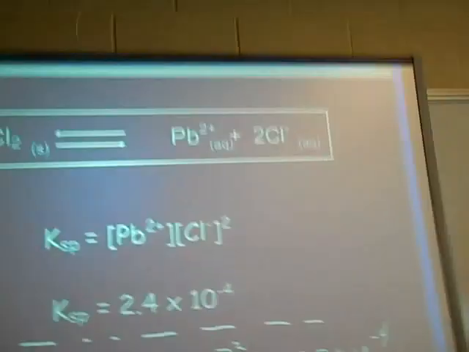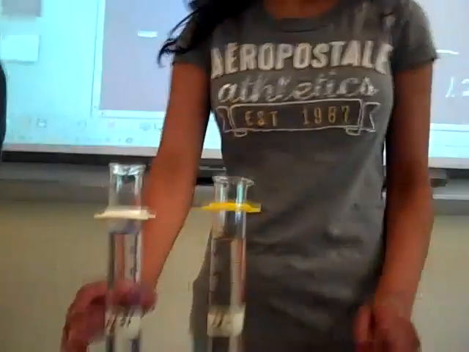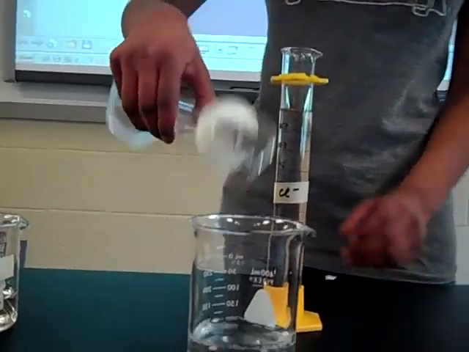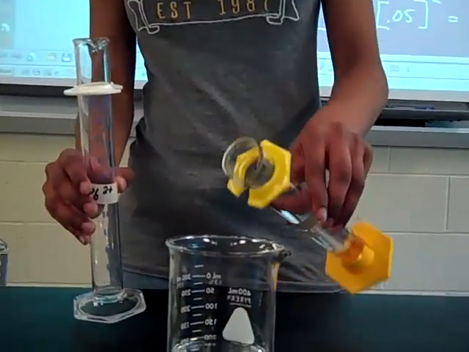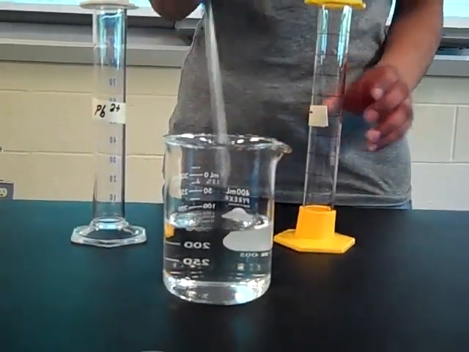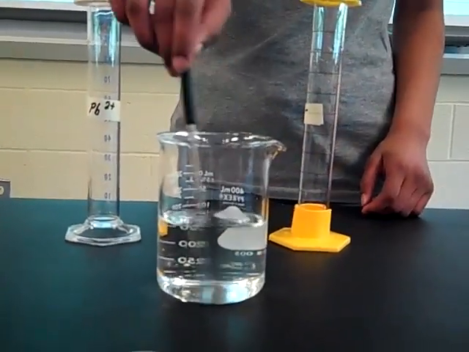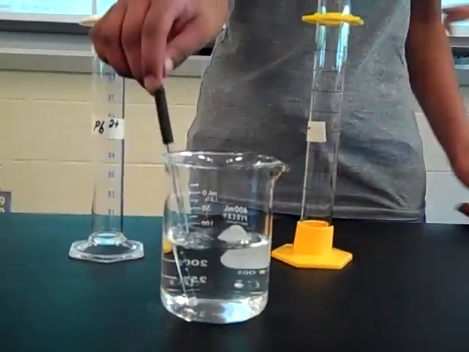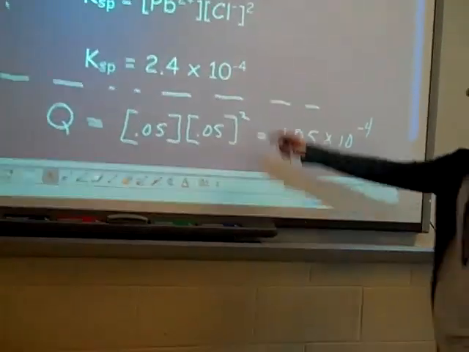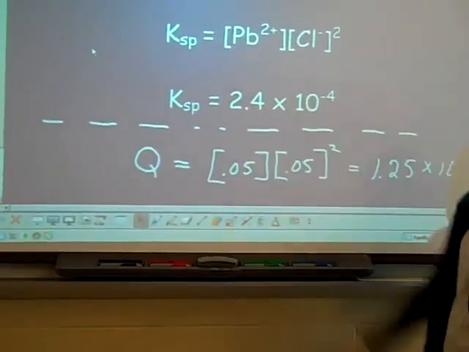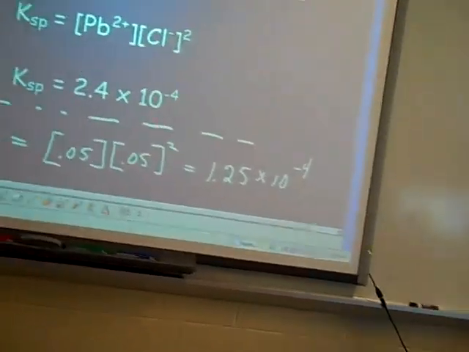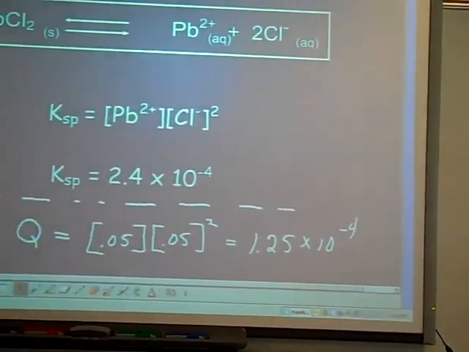We will show this by mixing the contents of this graduated cylinder of lead ions with the contents of this graduated cylinder of chloride ions. Notice that there is no precipitate. That is because the product of these concentrations, which we call the product quotient, is less than 2.4 times 10 to the negative fourth, which is our solubility constant number. When the two solutions are mixed, each ion is present in a 0.05 molar concentration.